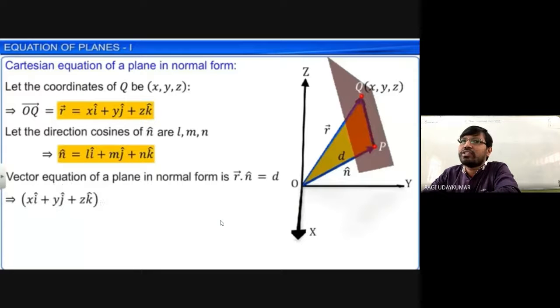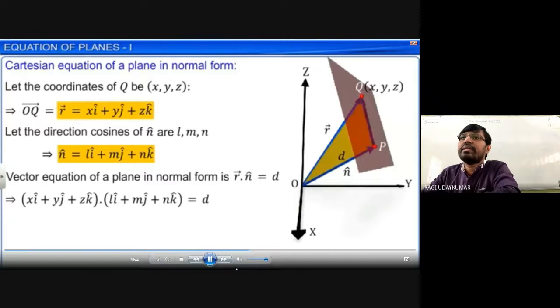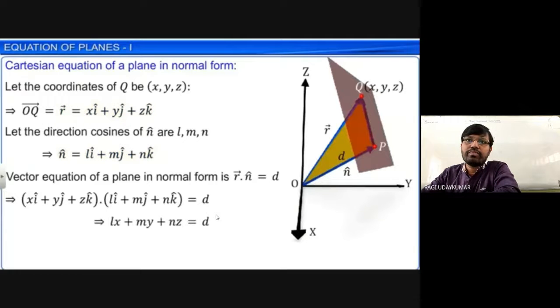Substitute in the vector equation: R vector dot n cap is equal to D. Please observe that this vector should be a unit vector. That's why l, m, n are direction cosines here in this case. So xi plus yj plus zk, and we get lx plus my plus nz is equal to D.